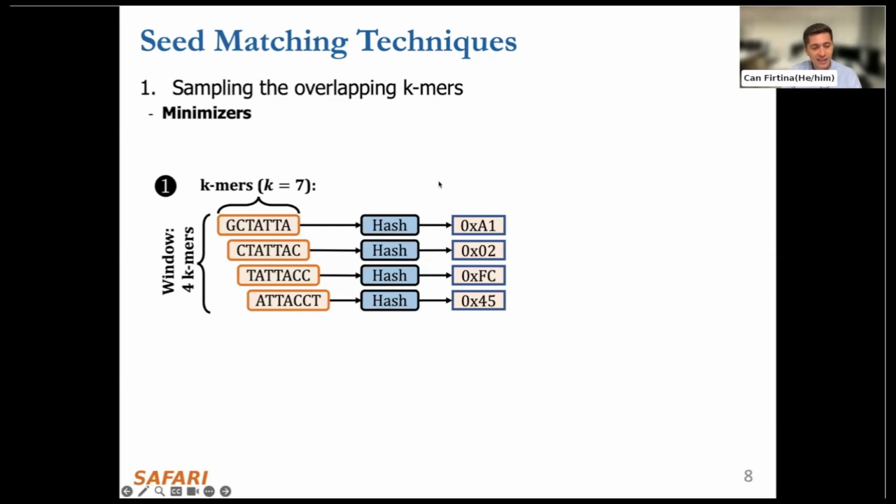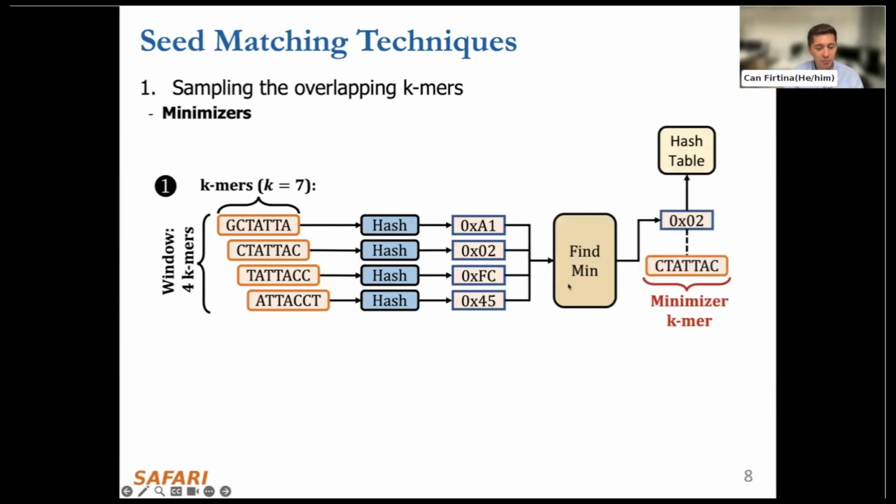So there are some techniques that can sample the overlapping k-mers, for example, minimizers. And the goal is essentially to reduce the storage space requirements when matching the seeds. So here we have some overlapping k-mers in a window of k-mers. And what we do is that we hash all of these k-mers, but pick only the minimum one. So the idea, again, by picking only the minimum one, is that we're going to be reducing the storage requirements significantly without hopefully reducing the accuracy too much, let's say.